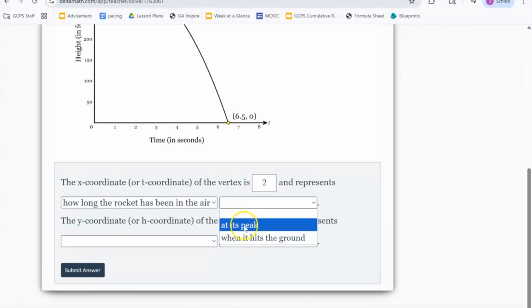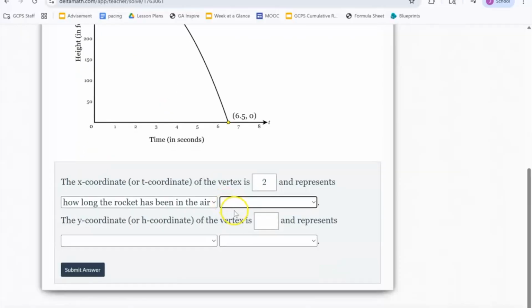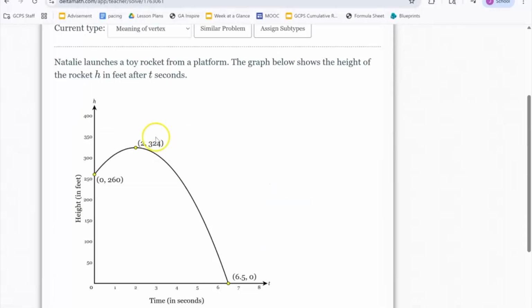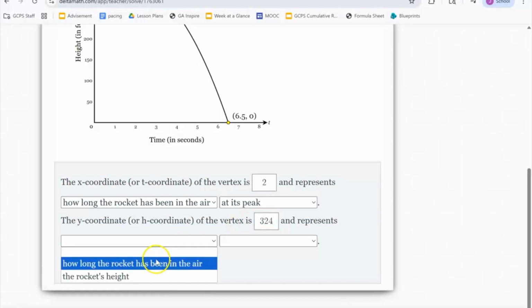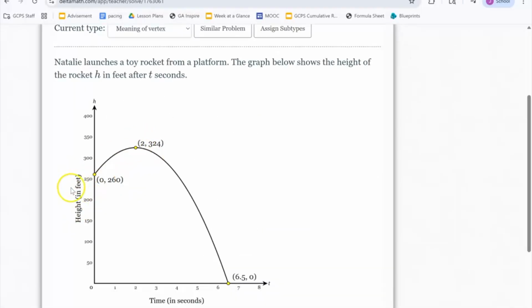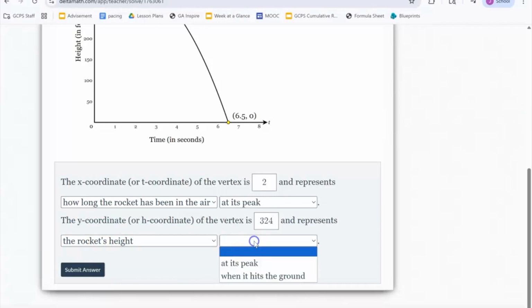When? Is it at its peak, which is another way of saying at the maximum, or is it when it hits the ground? Is this 2 at the maximum, or is it when it hits the ground? It is at the maximum. The y-coordinate or h-coordinate of the vertex is, so this is the x, this is the y, 324. What does that represent? Again, what is the y-axis saying? Height. So when you come into your options, of course, it's not going to be time. It has to be height. So what is it? The rocket height when? Is it when it hits the ground, or is it when it hits the maximum? It's at the maximum because this is when it hits the ground.